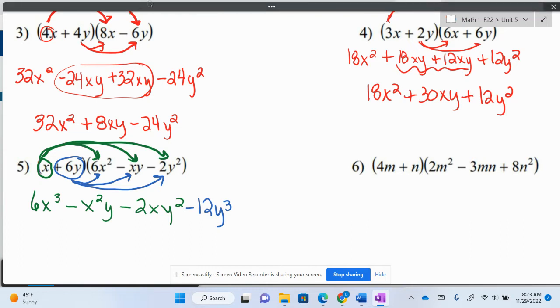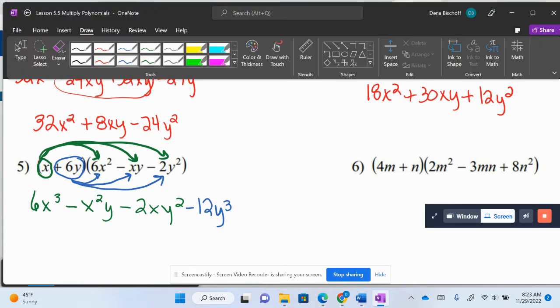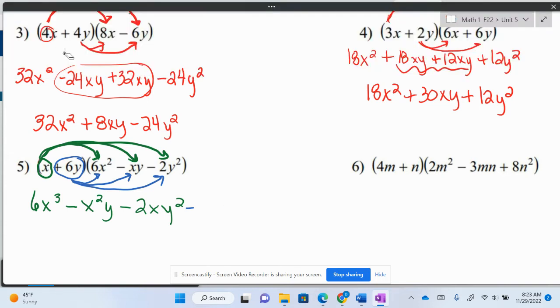Okay, so 6y times 6x squared becomes a positive 36x squared y.